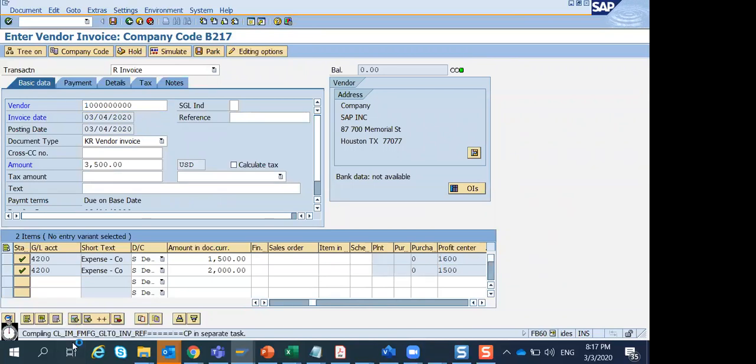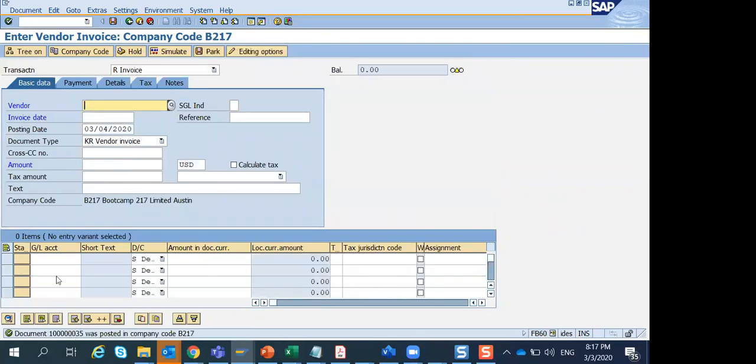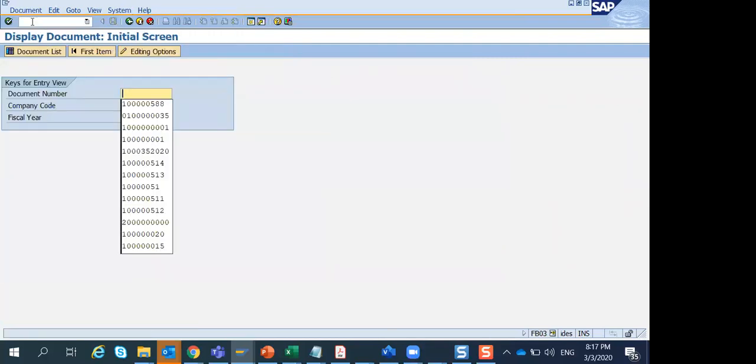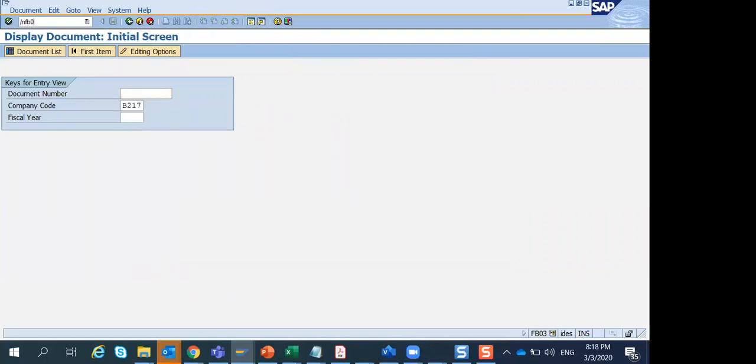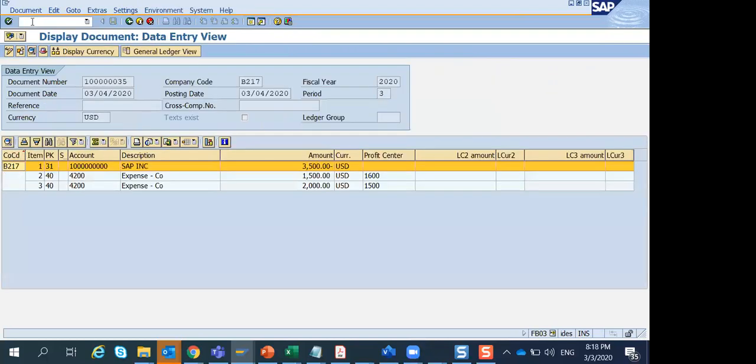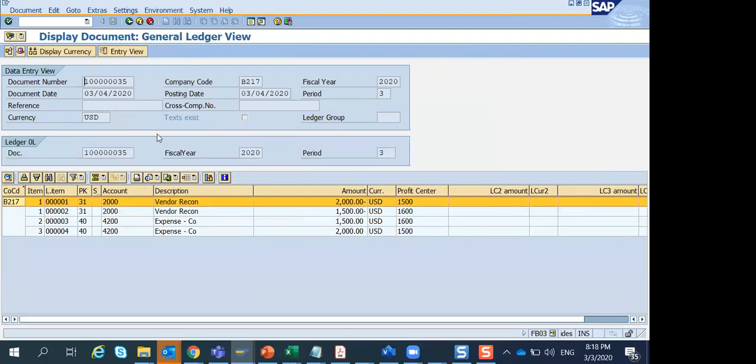Look here, the system is now actually doing it for the first time. Only the first time it does this; after this, it's going to come smoothly. So now look what happened. Let's display our document. FB03 again. As you can see here, in the data entry view, nothing. You don't see any splitting, nothing. You should be worried. But you come into the general ledger view. Oh, look what happened.